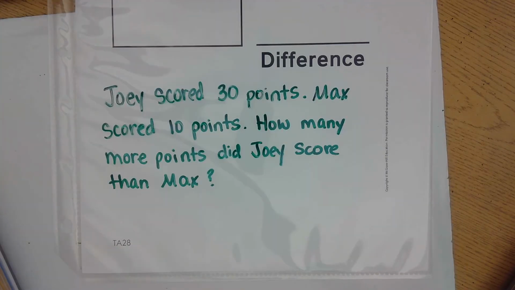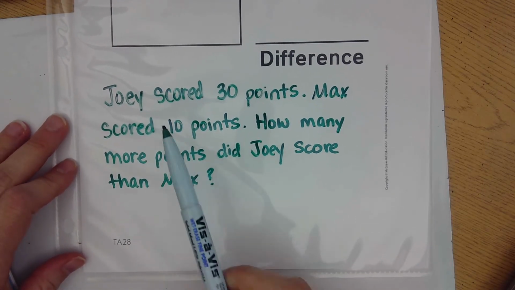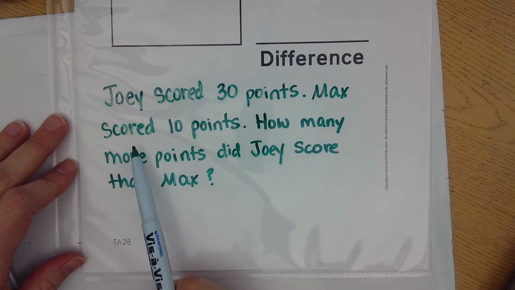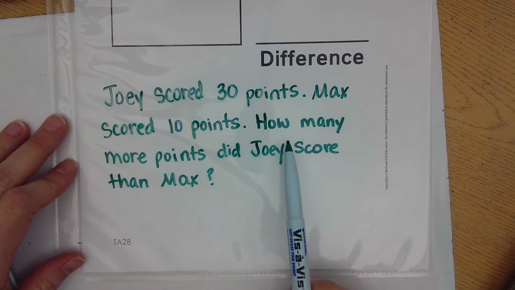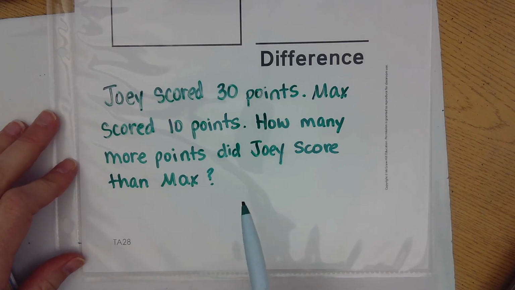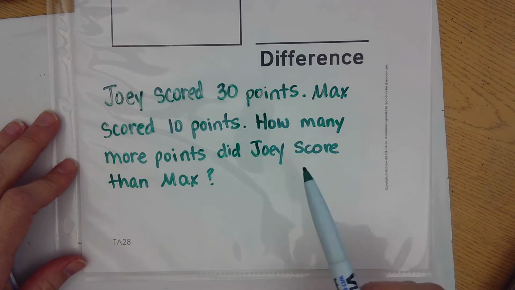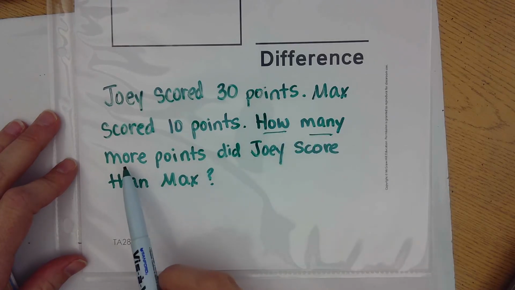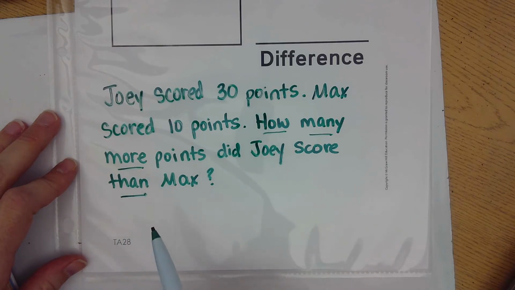Here is our next example of a comparison number story. It says, Joey scored 30 points. Max scored 10 points. How many more points did Joey score than Max? One thing I want to point out in this comparison number story are these words. How many more than?